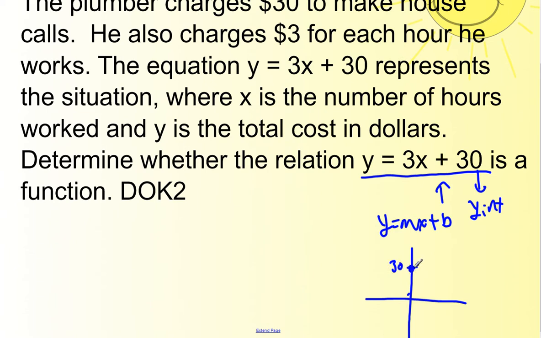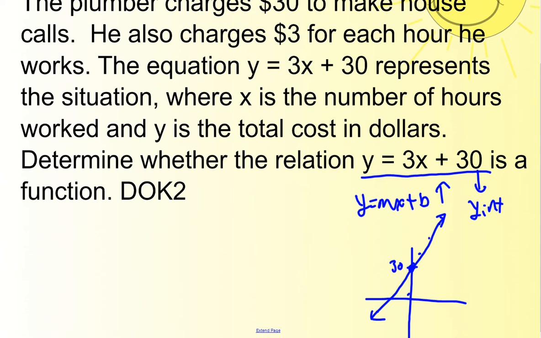So it crosses the y-intercept at 30, and it has a slope of 3. So go 1, 2, 3, over 1, 1, 2, 3, over 1, 1, 2, 3, over 1, and we'd get a linear graph, a straight line, looks something like that. Mine's not very straight, but you get the idea. Now this line would continue straight in both directions forever. So then we'll ask you, is this a function?